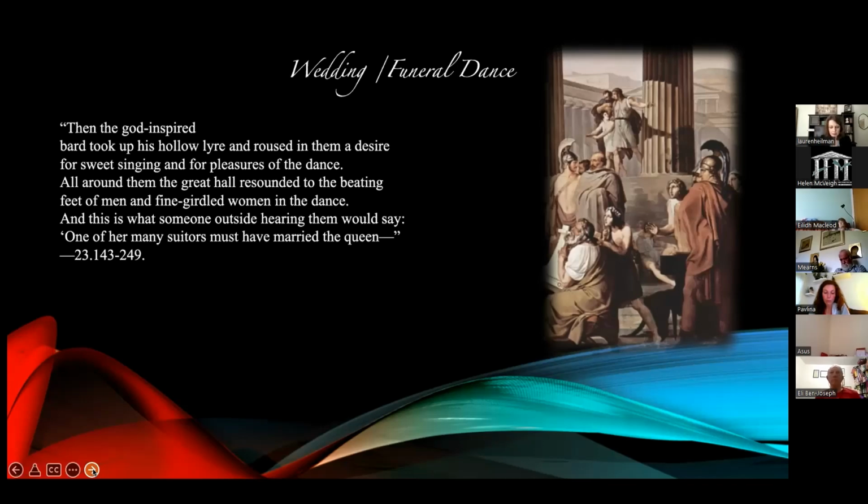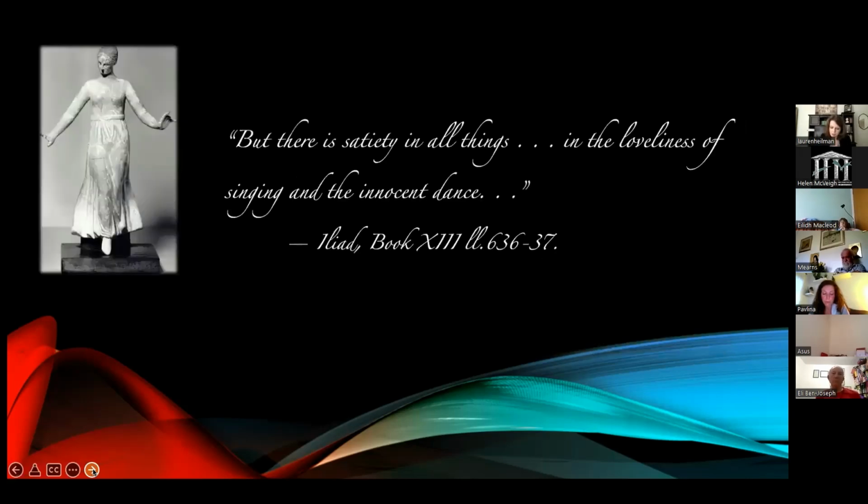The sweet singing and pleasures of the dance, "molpes te glukeres orchestys te," echoes the same phrase used by Menelaus in Iliad 13, 636-37, describing the natural order or fullness of life outside of insatiable war. Toward the end of the Odyssey, we get a glimpse of that life. Lattimore translates the full sentence as, "since there is satiety in all things, and sleep and lovemaking, and the loveliness of singing and the innocent dance, and all these things a man will strive sooner to win satisfaction than in war. But in this the Trojans cannot be glutted."